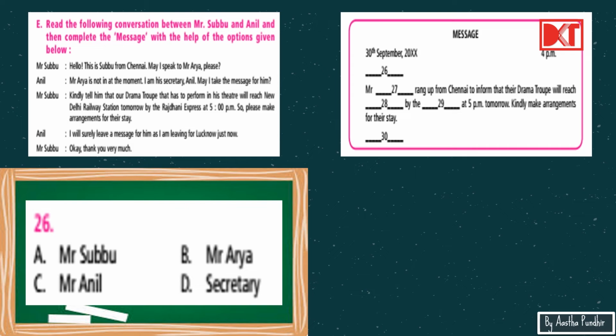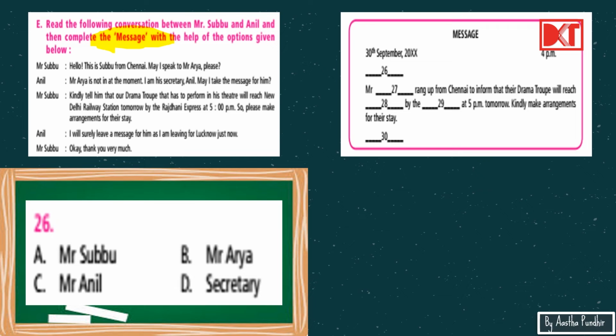Okay, next up we have this message. What we have to do in here is read the following conversation between Mr. Subbu and Anil and then complete the message with the help of the options given below. So here Mr. Subbu says, "Hello, this is Subbu from Chennai. May I speak to Mr. Arya, please?" Anil replies, "Mr. Arya is not in at the moment. I am his secretary, Anil. May I take the message for him?"